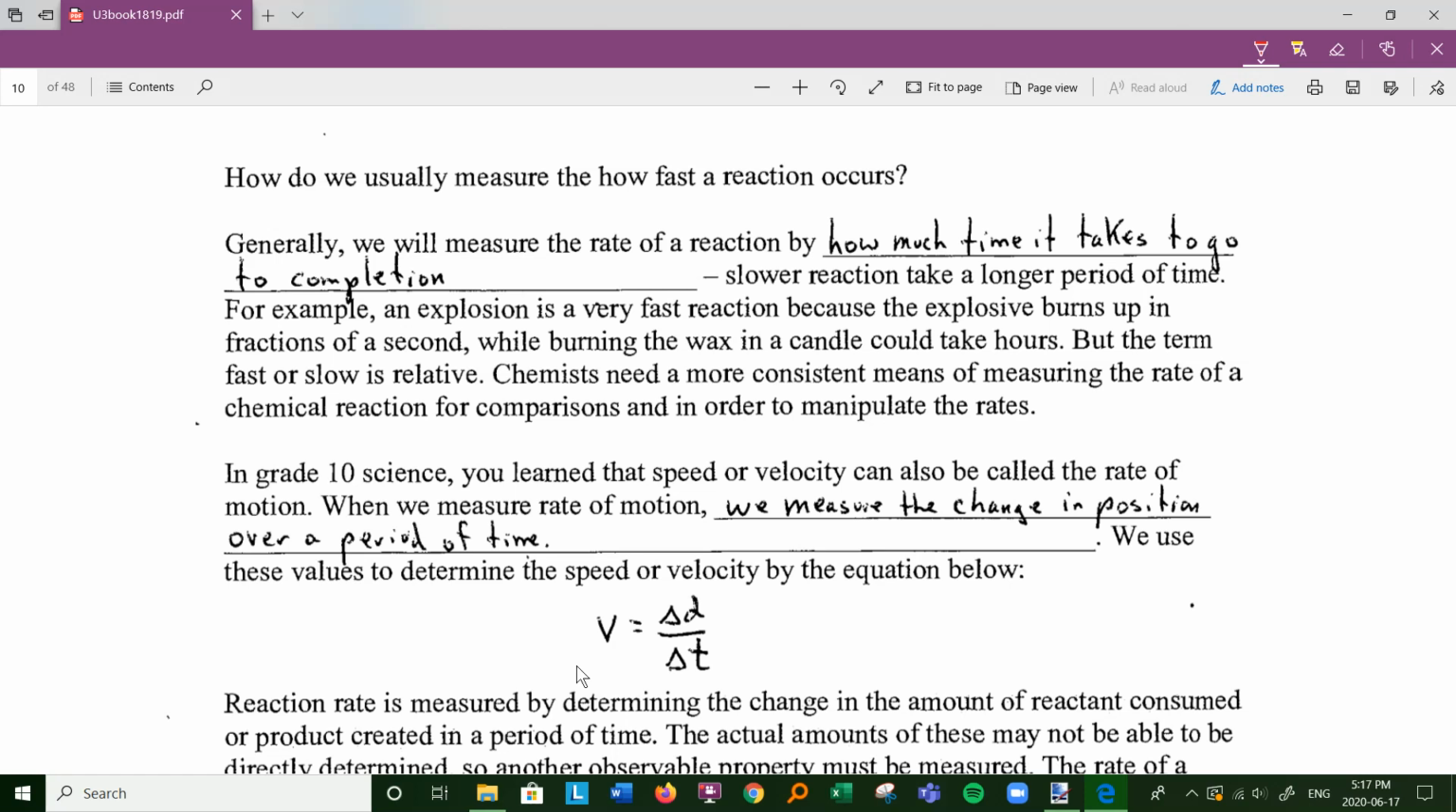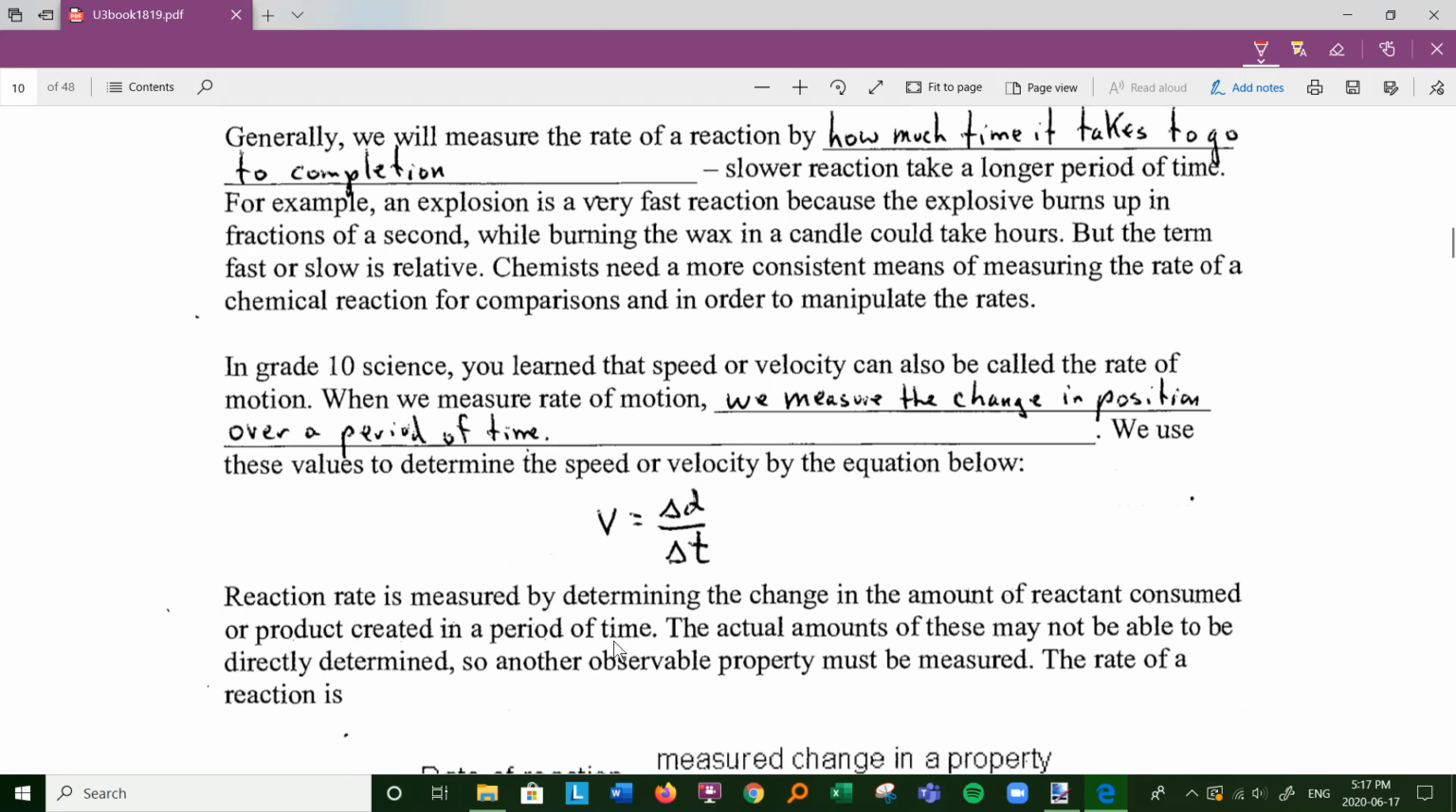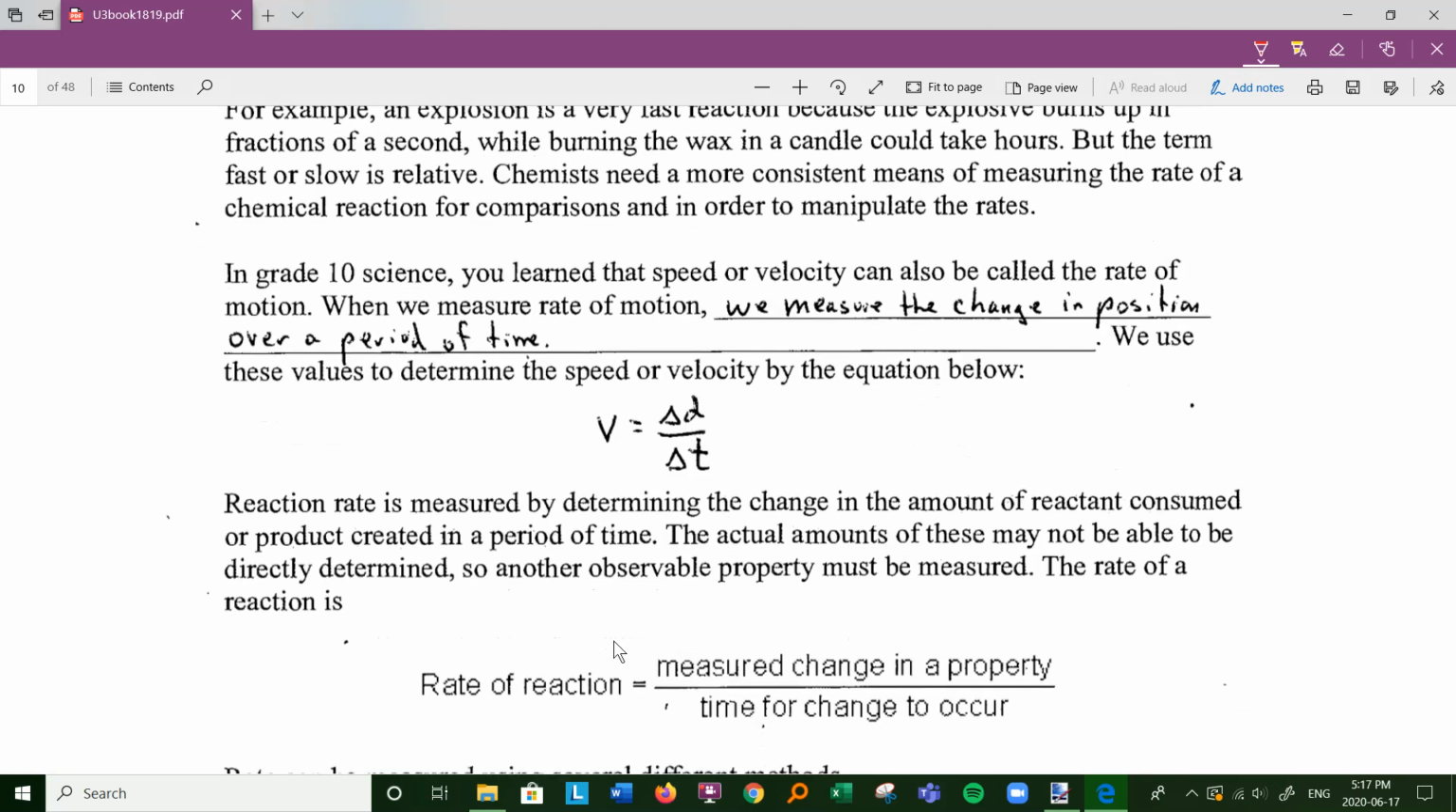Slow reactions take a longer period of time. An explosion is very fast because the explosive all burns up in fractions of a second, while burning the wax in a candle could take hours. But it's still all relative, so you want to find a more mathematical way to talk about rate. We can talk about rate as displacement over time in physics.